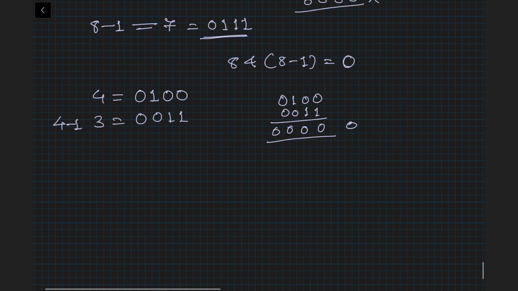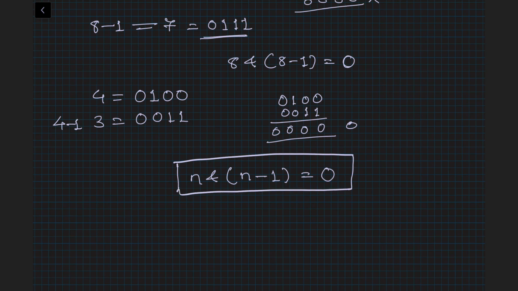So by this observation, we can come to a generalized way: if a given number n is a power of 2, and we perform an AND operation between the given number and a number less than that, then as a result we get 0. So this we can use to solve this problem.